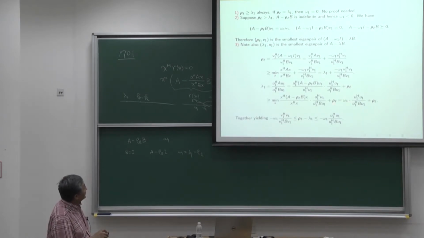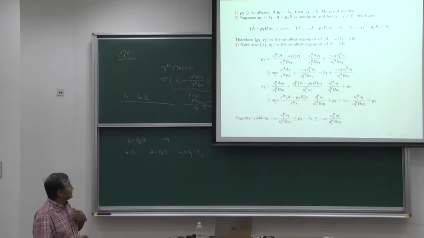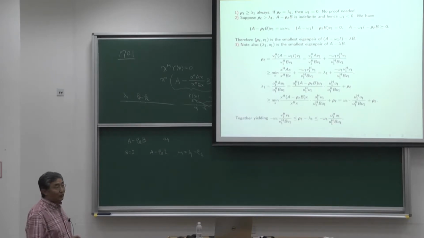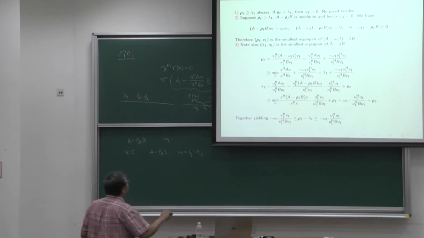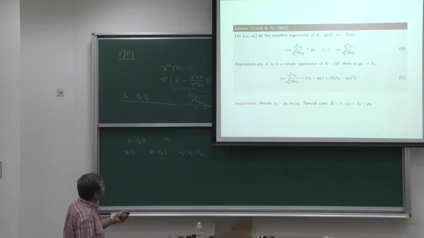So you get lambda 1 bigger than or equal to omega 1 times that plus rho L. If we move lambda 1 to the left, we get rho L minus lambda 1 less than or equal to the negative of that. So rho L minus lambda 1 is bounded between these two numbers. You see omega 1, but these two ratios are different: one uses V1, the other uses U1. So that's the first inequality. So we prove that, right?